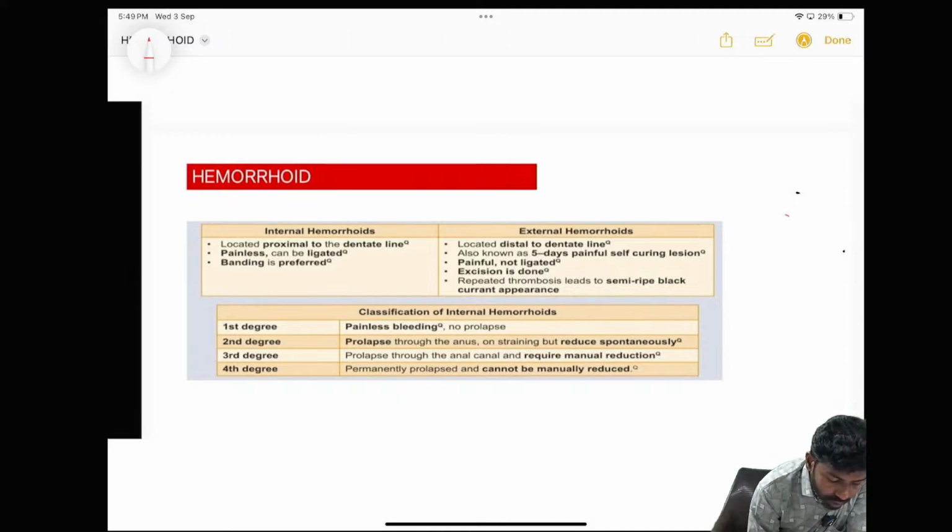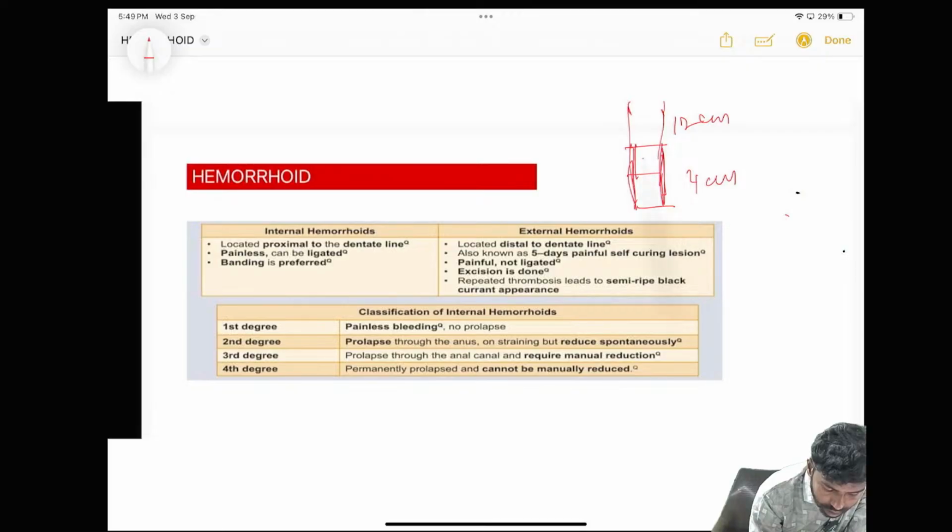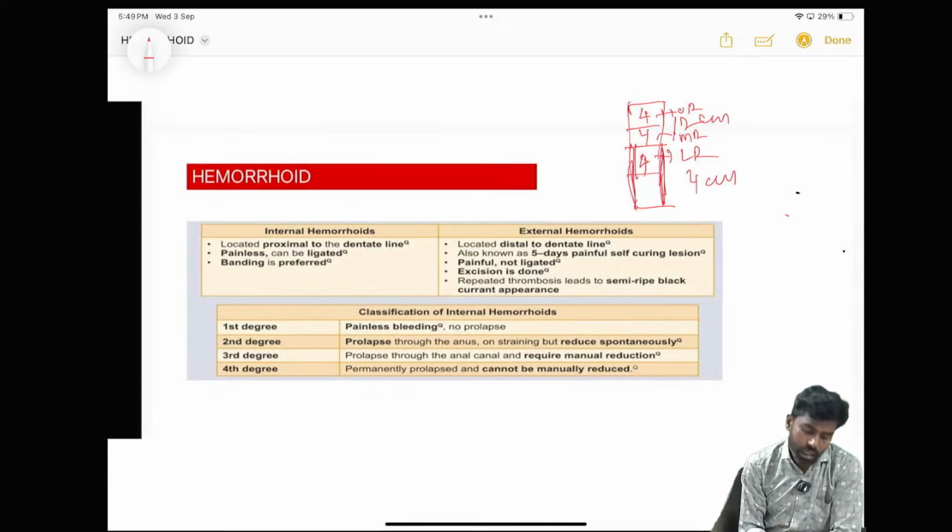The length of the anal canal is 4 centimeter. The length of the rectum is 12 centimeter. How can we divide the 12 centimeter? 4, 4, 4: upper rectum, middle rectum, lower rectum, and then the anal canal.